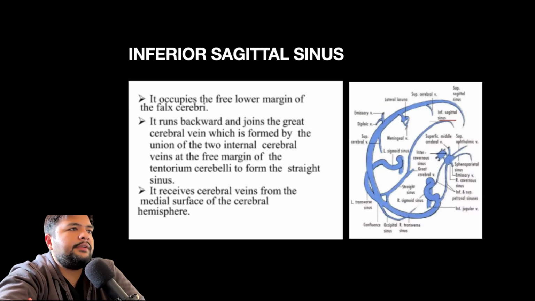Then coming to the inferior sagittal sinus, it occupies the free lower margin of the falx cerebri. Then it runs backwards and joins the great cerebral vein, which is formed by the union of the two internal cerebral veins, at the free margin of the tentorium cerebelli to form the straight sinus. It receives cerebral veins from the medial surface of the cerebral hemisphere.